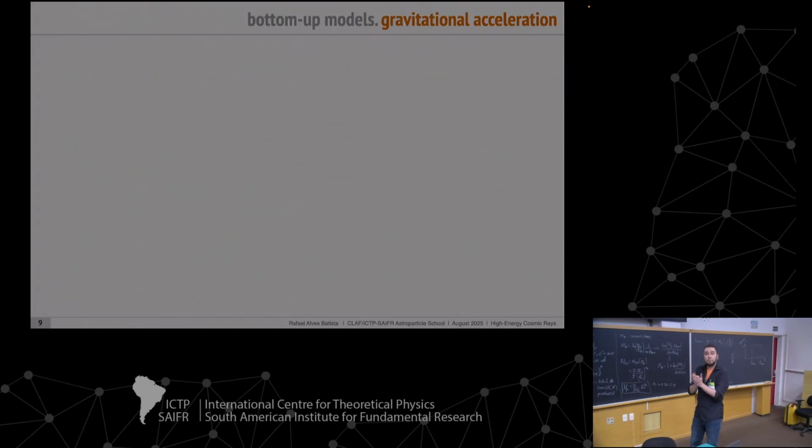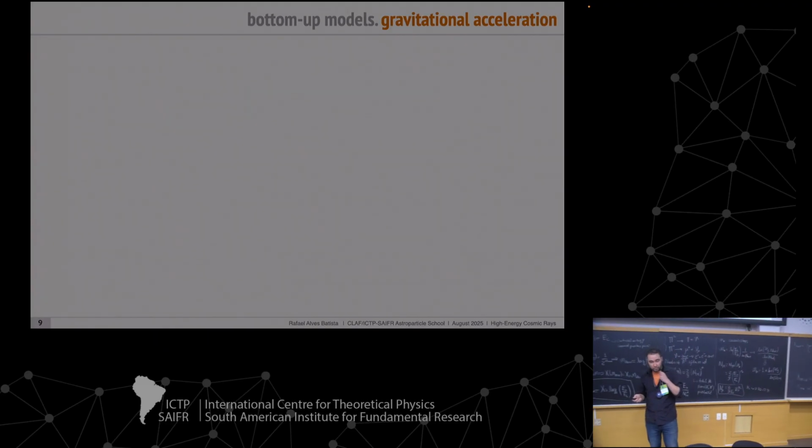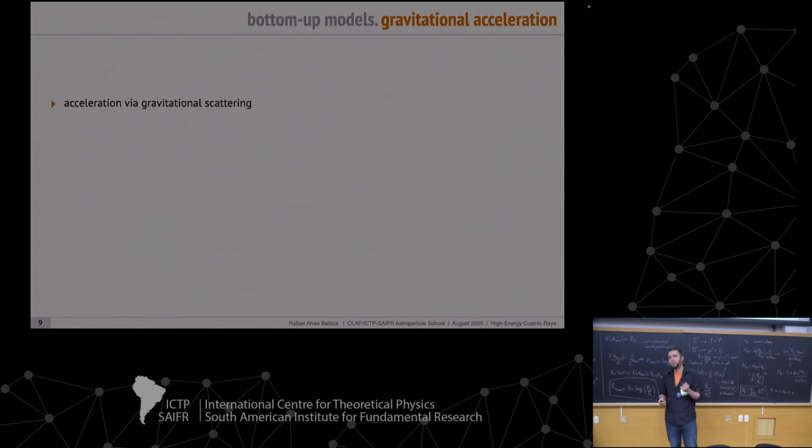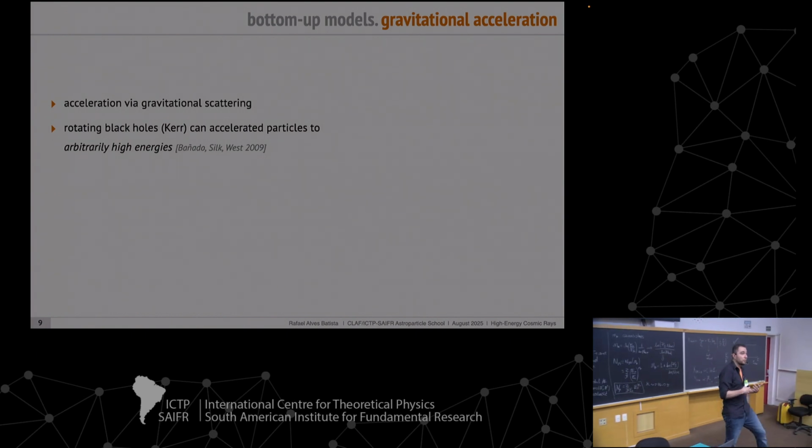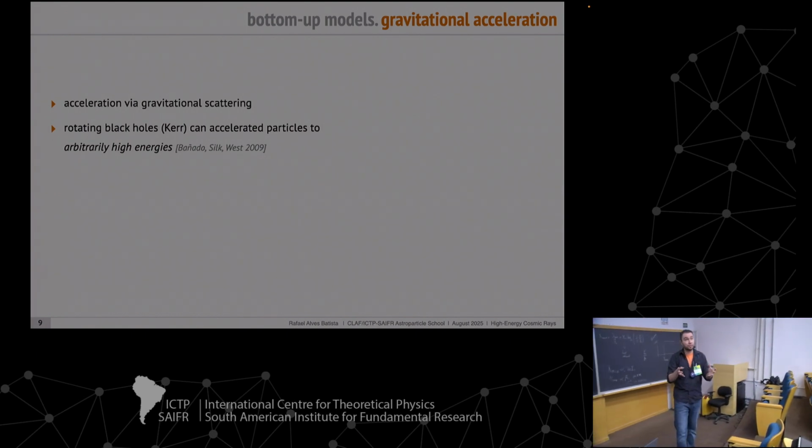Okay, now let's go to the bottom-up models, which is the obvious paradigm, a very reasonable thing to do. This one is not very widely mentioned because it requires a lot of fine-tuning. Let me give you an example. Usually the particles within these models would be accelerated by some type of gravitational scattering. So let's suppose we have a rotating black hole, which is a Kerr black hole. For example, this work proposes that this type of black hole can accelerate particles to arbitrarily high energies.